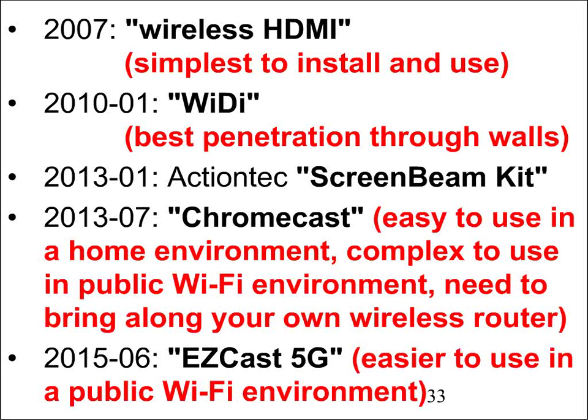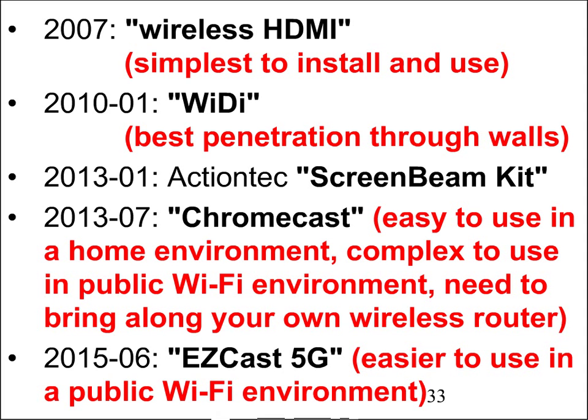So here's my one sentence take. I'm allowing myself to write one sentence about each one. Wireless HDMI is the simplest to install and use. You slap it in, it works. If it doesn't work, you take it back to the store and you replace it with another one. For the most part, it works.